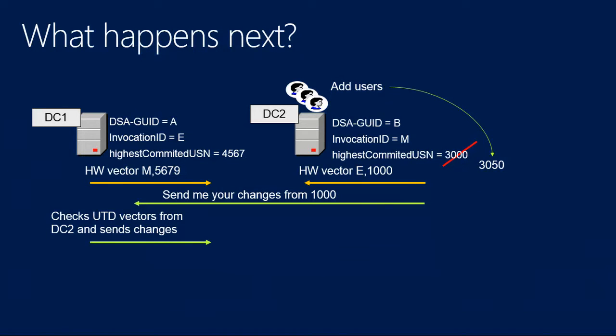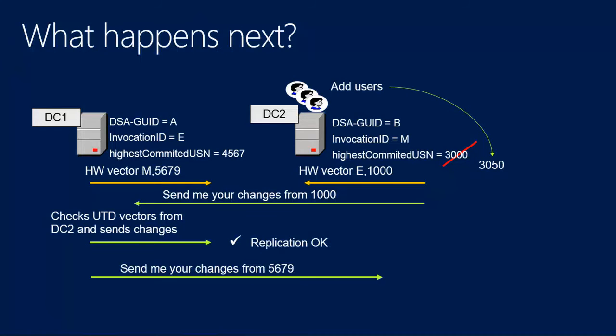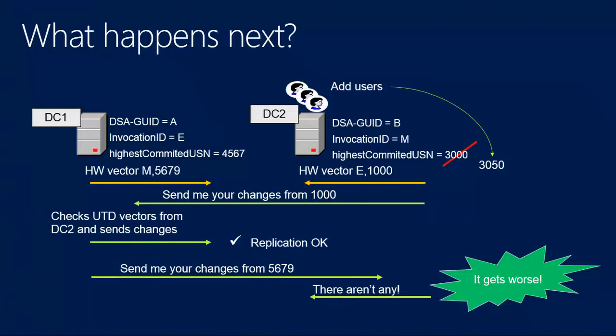All right, everyone's happy. It says, I've currently got everything from E up to 1000. So he says, send me all your changes from 1000. He figures out all the changes he needs to send and sends them across. That all works beautifully. And then the next thing is, he says, send me all your changes from 5679. And this guy says there aren't any. And then things get worse.